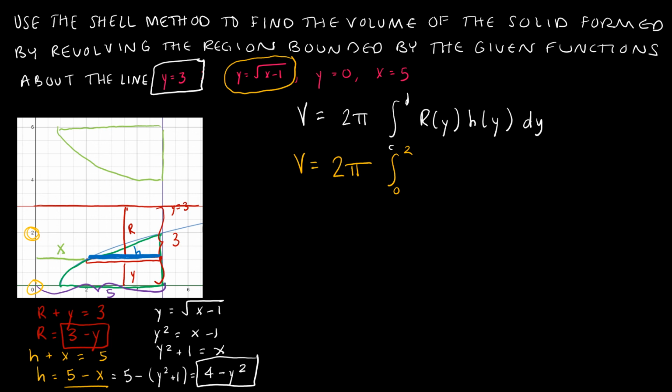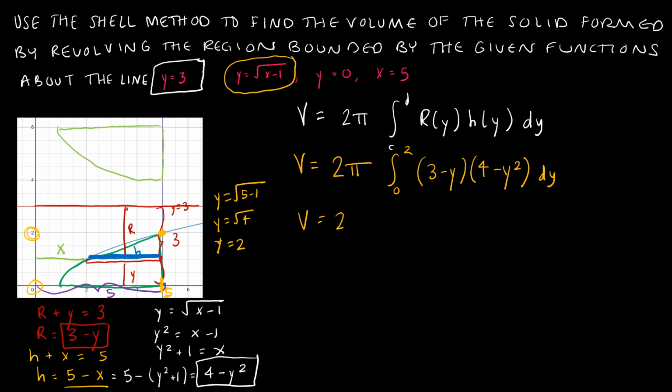Again, because if I plugged in 5, which is this value right here, I could say y is equal to root 5 minus 1, y is equal to root 4, y is equal to 2. So this point right here is 5 comma 2, and that's how I know that 2 is the furthest that we're going to go on the y-axis. And again, then I'm going to replace r of y with 3 minus y. I'm going to replace h of y with 4 minus y squared, and then dy.